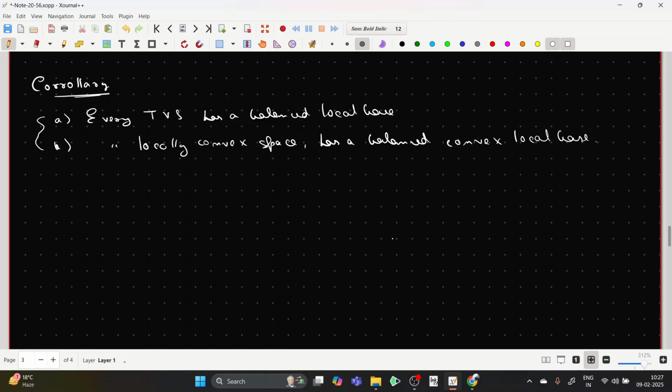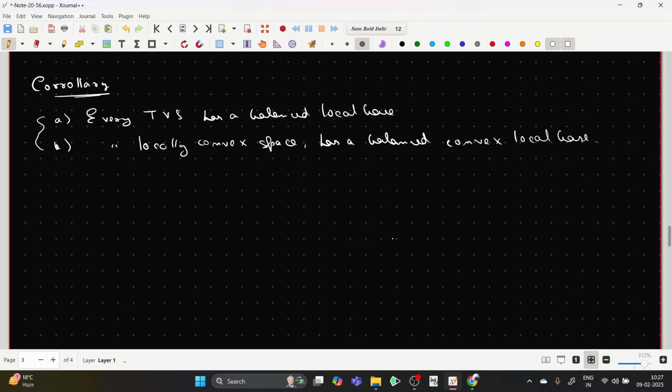Okay, why are they direct? Let me just state it in a very simple sense. What does the theorem say? The theorem says that if I choose an arbitrary neighborhood of the origin, it will contain a balanced neighborhood. So that follows from A, because if I choose the local base of a topological vector space, then the local base will contain neighborhoods around origin. Each of those neighborhoods will contain a balanced neighborhood. Take the collection of all those balanced neighborhoods, you will get a balanced local base.